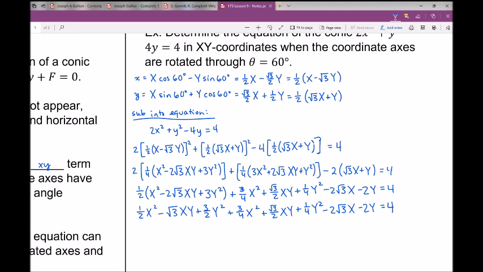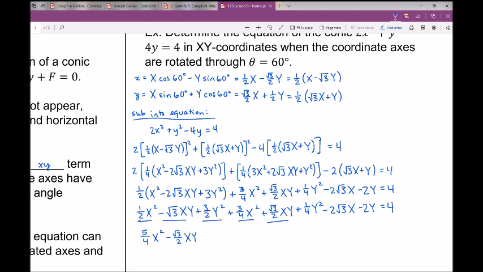So first let's look at the x squared terms. So we have 1/2 x squared, and we also have 3/4 x squared. So if we add 1/2 to 3/4, we should get 5/4. So we'll have 5/4 x squared. Now let's look at the xy terms. So we have negative root 3 xy, and we also have root 3 over 2 xy. So if we were to add root 3 over 2 to negative root 3, we should get negative root 3 over 2 times xy.